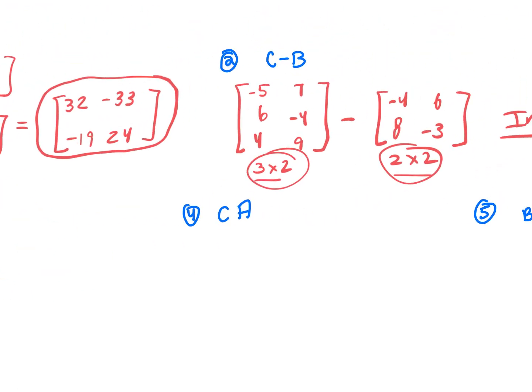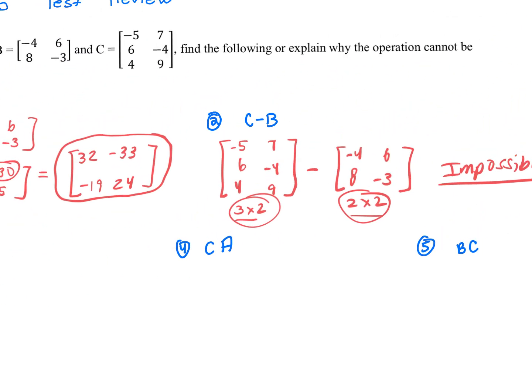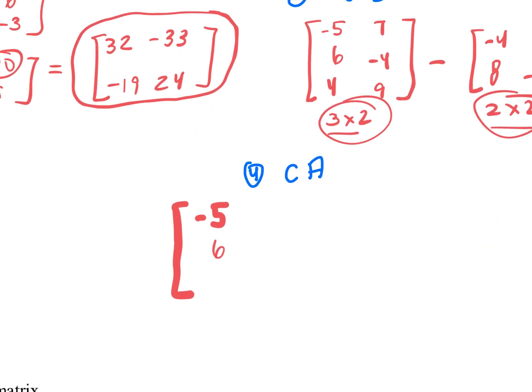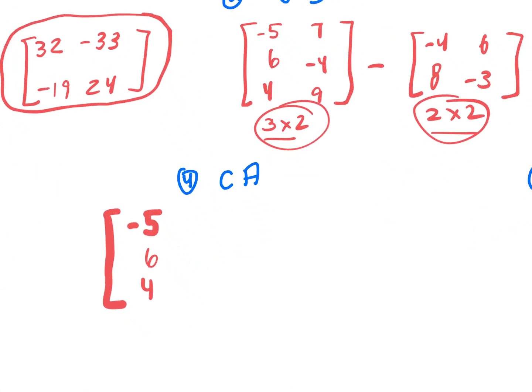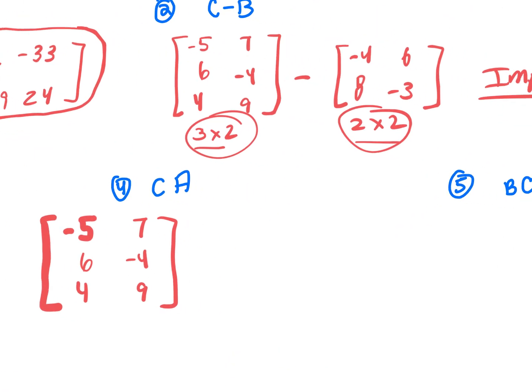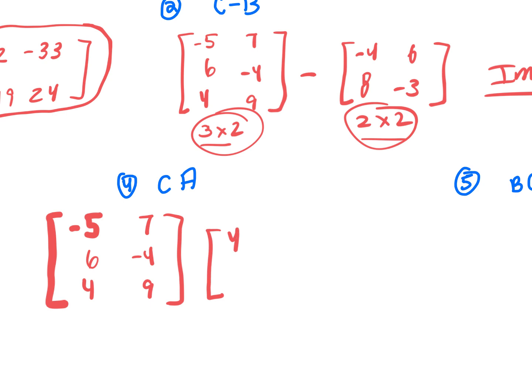All right, now we look at number 4. Number 4 says to multiply. Some of you on your quiz, you didn't pay attention to order. Order is very important in matrix multiplication. Whichever letter comes first is the matrix that you have to write first. So this is C. My C matrix is -5, 6, 4, 7, -4, 9, times your A matrix, which is 4, 7, -1, 3.